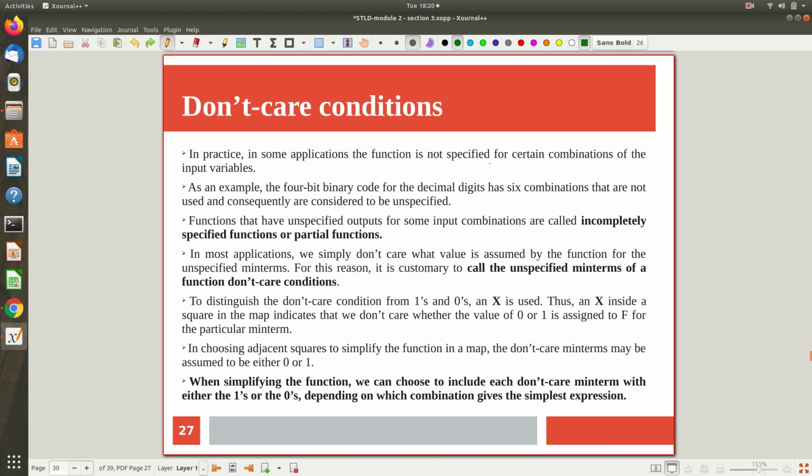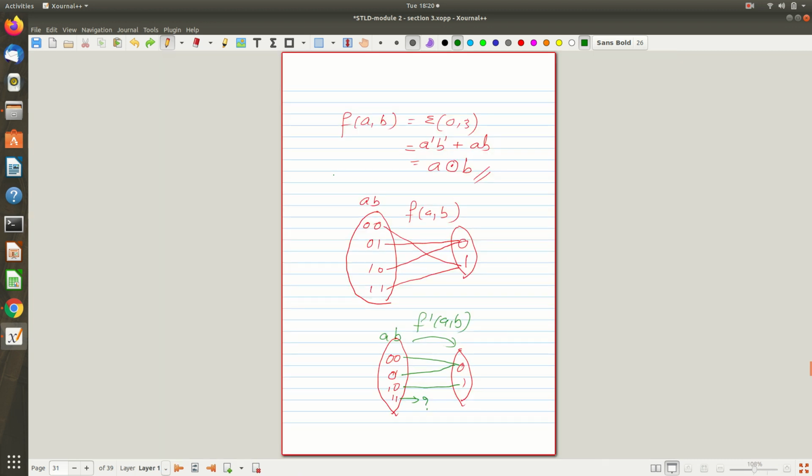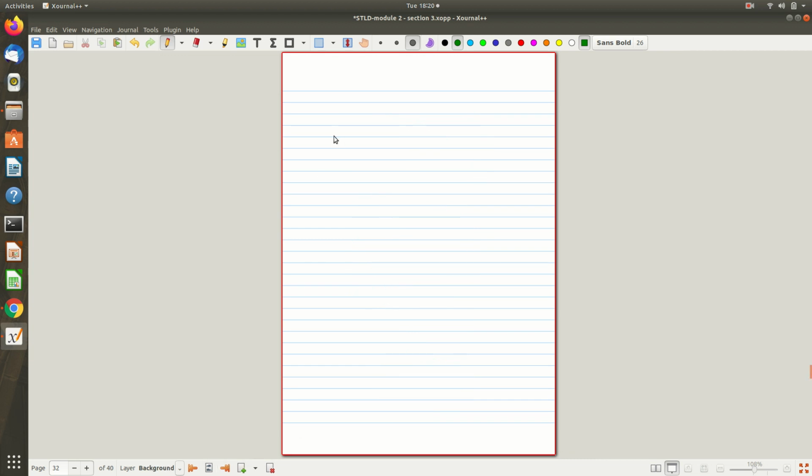As an example, let's take the 4-bit binary code for the decimal digit that has 6 combinations that are not used and consequently are considered to be unspecified. So what I have is a 4-bit binary code for decimal digits. Using 4 bits, how many combinations are possible? You can have combinations like 0 0 0 0, 0 0 0 1, right?